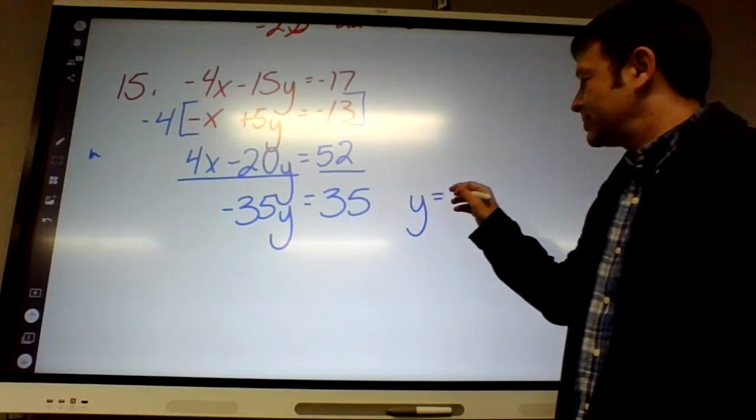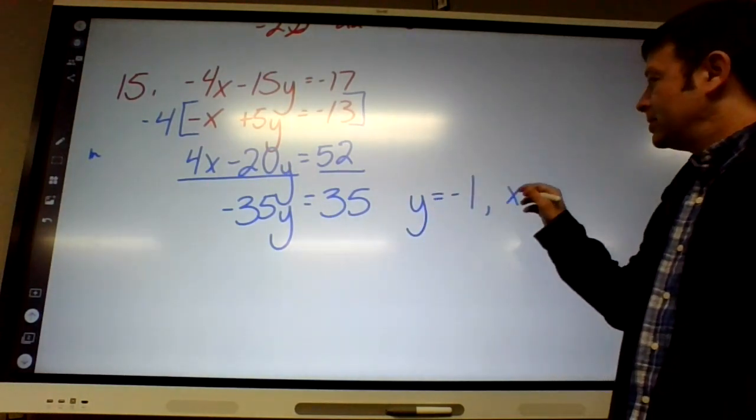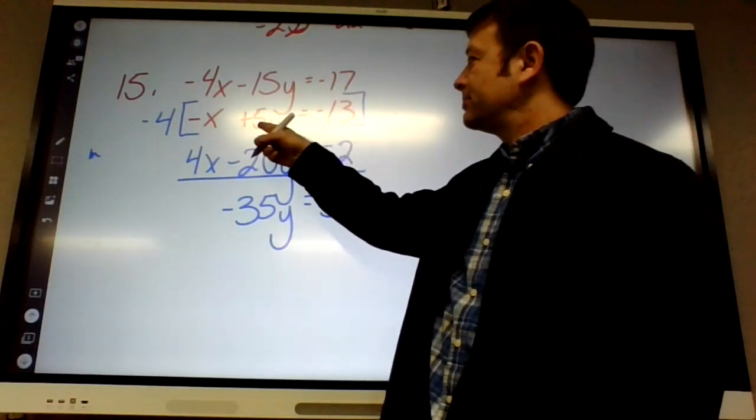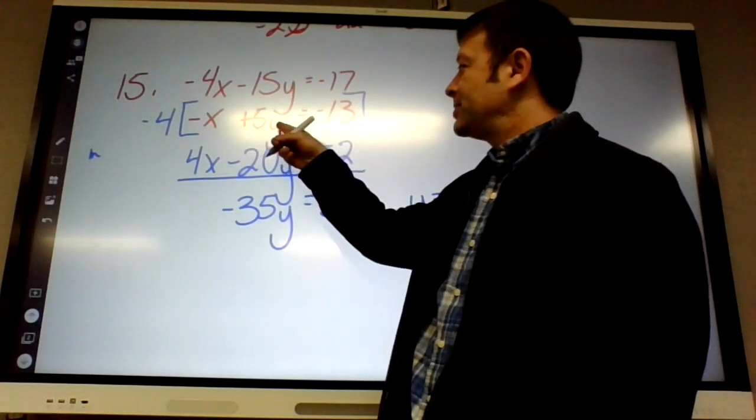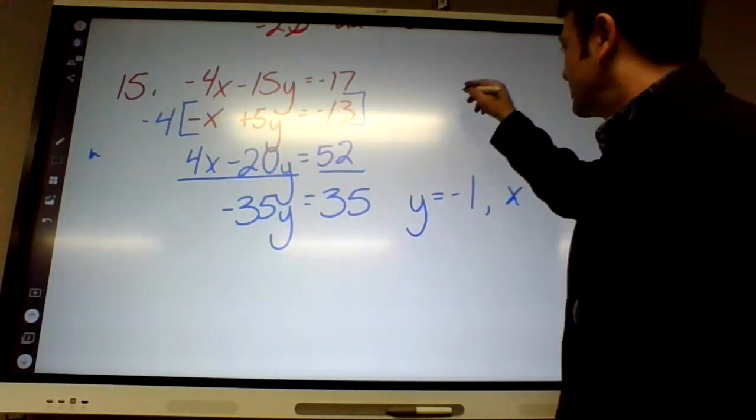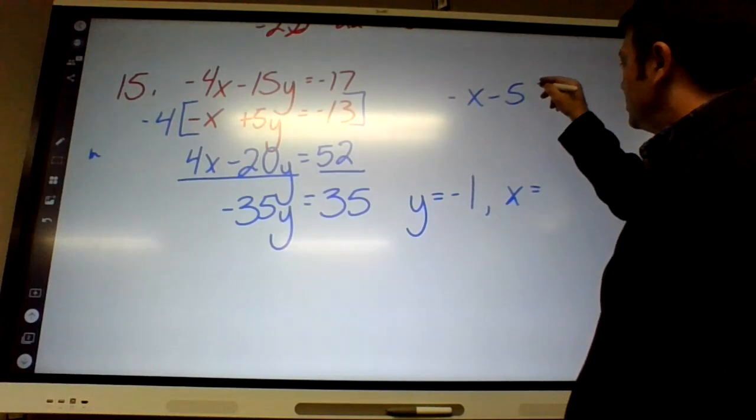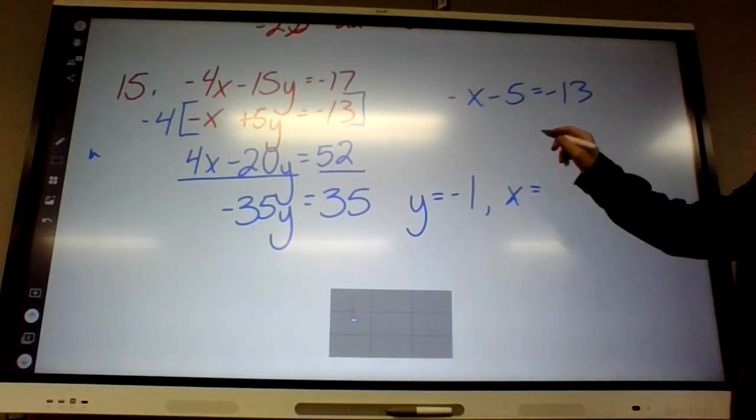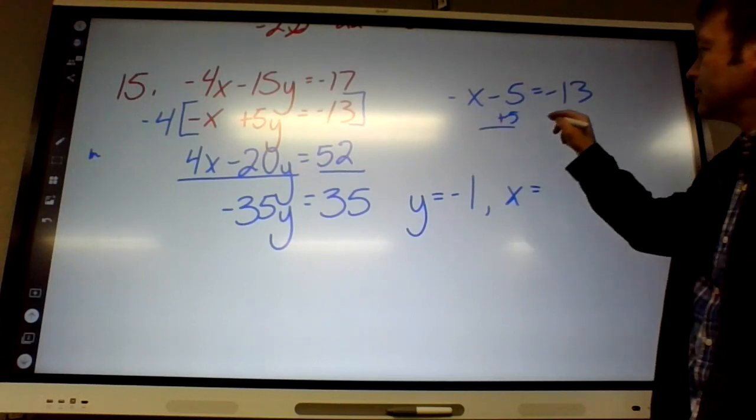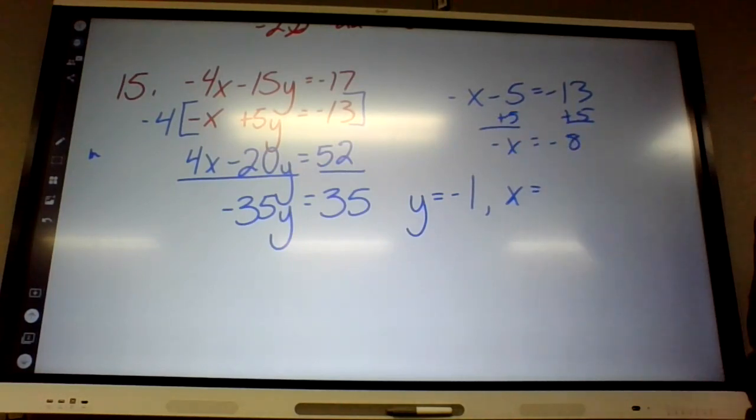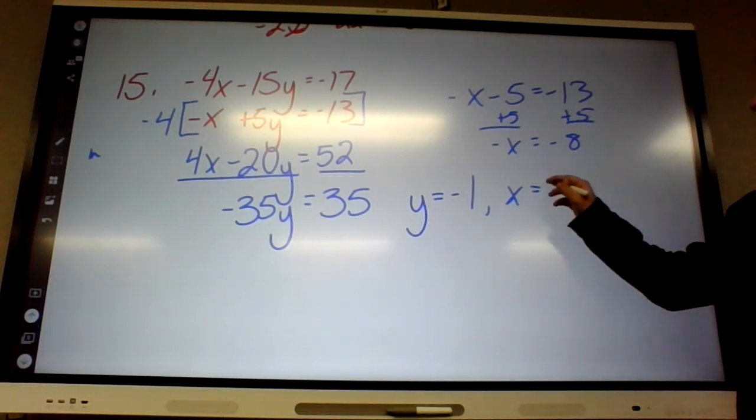Y is negative 1. I'm going to plug that right, maybe right here. 5 times negative 1 is negative 5. So negative x minus 5 is negative 13. So if I add 5, I get negative x equals negative 8. So x is 8.